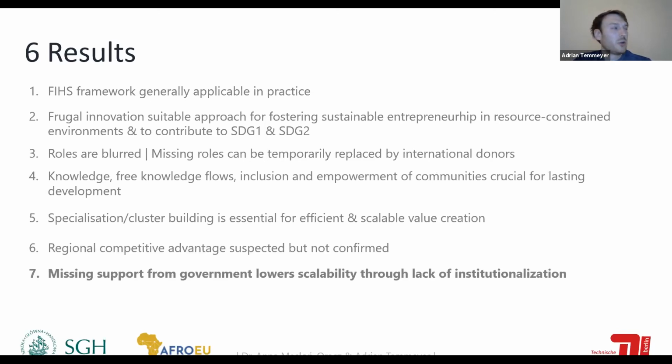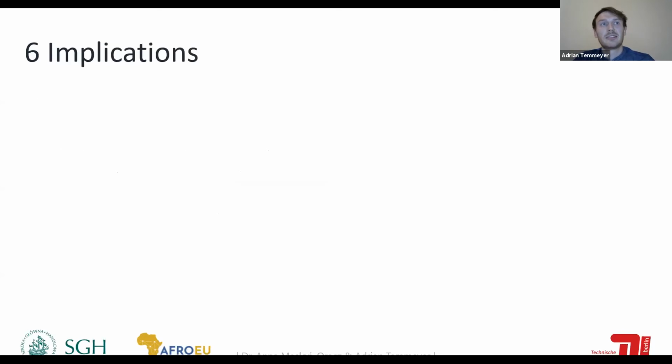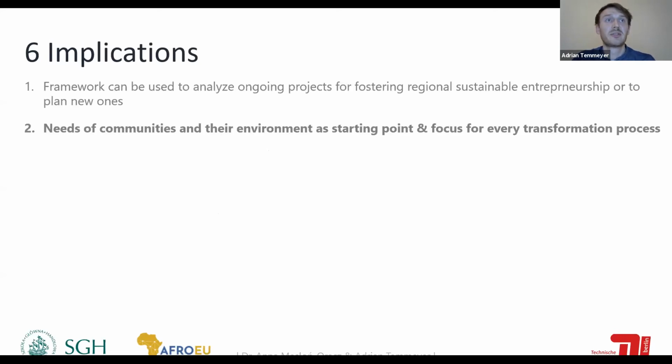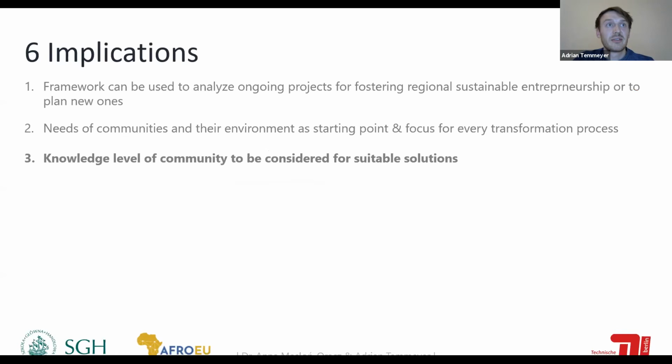And finally, we saw that the missing support from government lowers the scalability through lack of institutionalization. So our implications are that the framework can be used to analyze ongoing projects for fostering regional sustainable entrepreneurship or to plan new ones. The most critical point is that the needs of communities and their environment should be a starting point of every transformation process and innovation process.